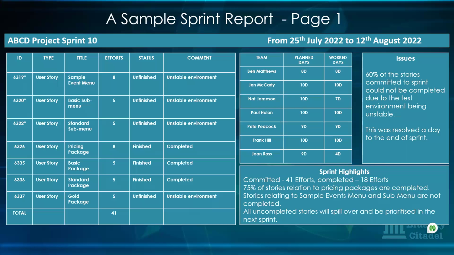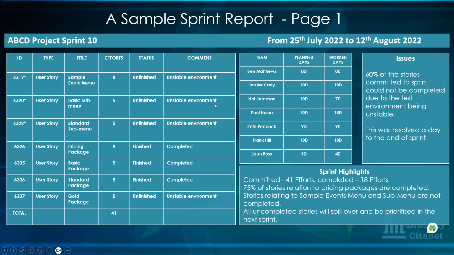Okay, and then it says this was resolved a day to the end of sprint. You could see that the unstable environment was what was resolved a day to the end of sprint, and as a result, there was no way they could finish all those ones that needed to be done. And then you could see the highlights, the sprint highlight here. It says committed 41 efforts, so it's just giving a summary of everything here.